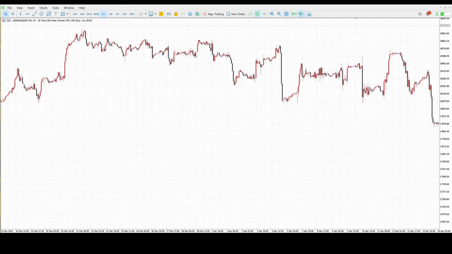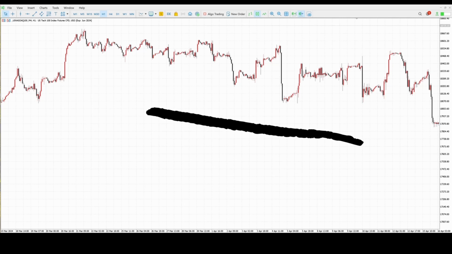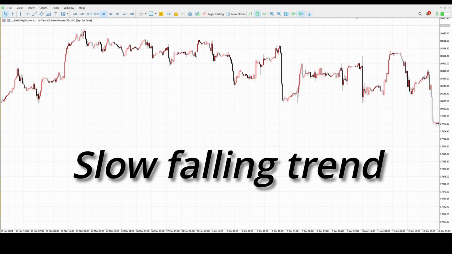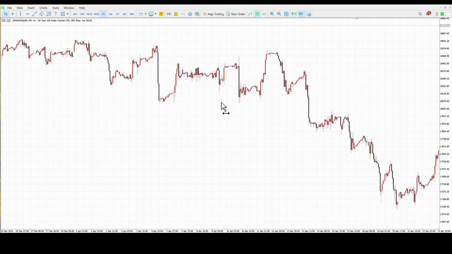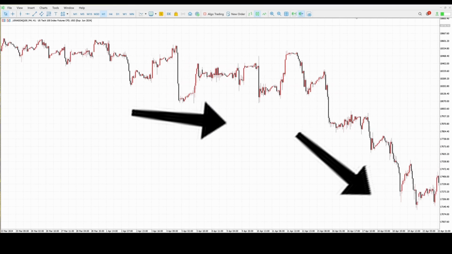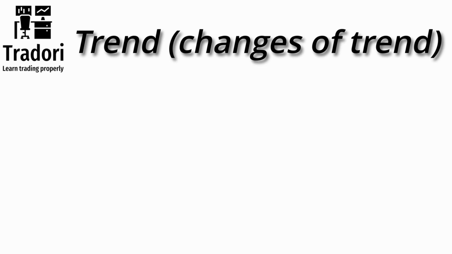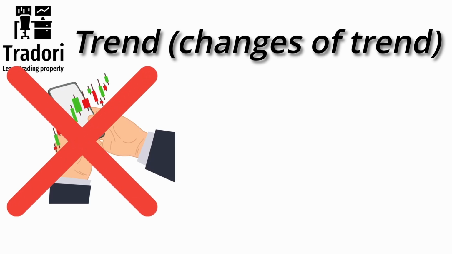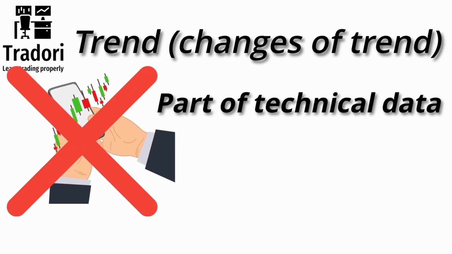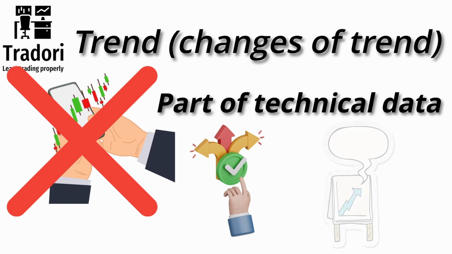For instance, as you can see on your screen right now, the market is forming lower lows as well as lower highs without significant movements. Slow and steady moving downwards. That would be a slow falling trend, which afterwards accelerated into a fast falling trend, where swings become quite significant. I'll repeat once again, that trend direction or changes of a trend direction is not a trading signal. It is part of technical data for your further trading decisions and overall expectations of a market.